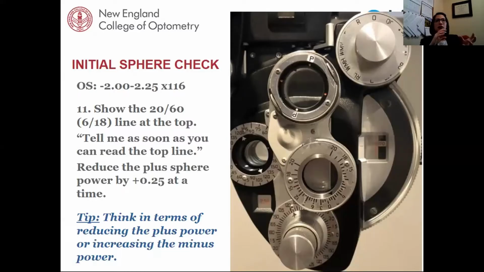And so if you think about it, before we were always reducing the plus. When you're working with hyperopic prescriptions, it's easy to think of reducing the plus prescription. But when you're thinking in terms of myopic prescriptions, you should also be thinking of increasing the minus power. It's the same thing, you're just thinking about it in the opposite way. So we're still reducing the plus power, but we're increasing the minus. We're doing the same thing, we're just thinking about it a little differently, because now we have a myopic prescription.